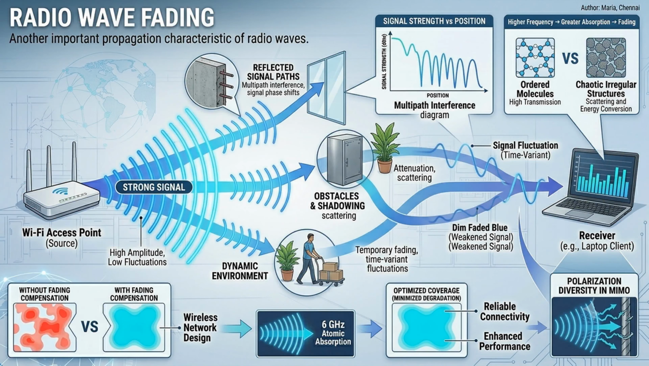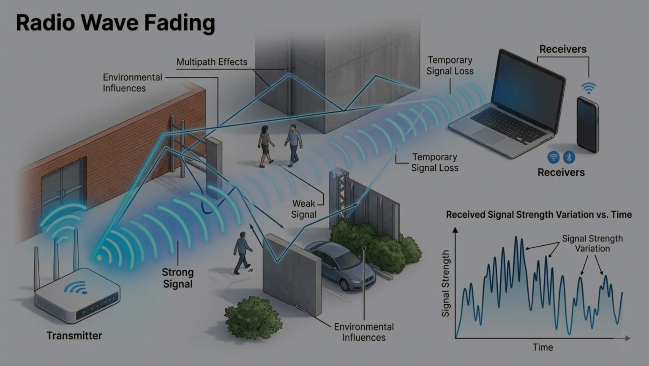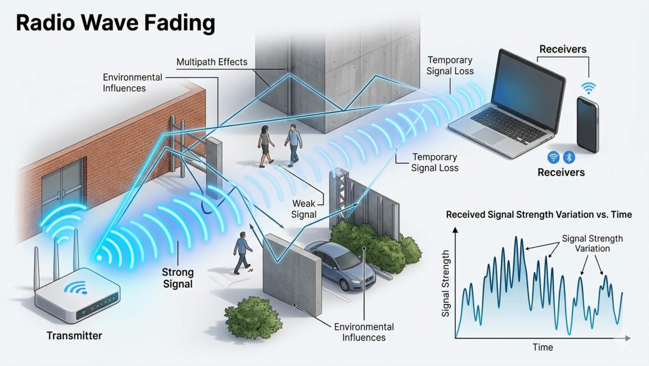Radio wave fading. Another important propagation characteristic of radio waves is fading. Radio wave fading refers to the variation or reduction in the strength of a received signal over time, location, or frequency. Rather than remaining constant, the signal may fluctuate, weaken, or even temporarily disappear as it travels through the environment.